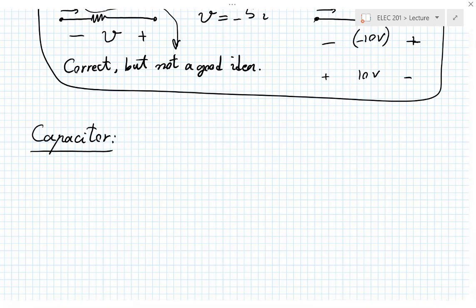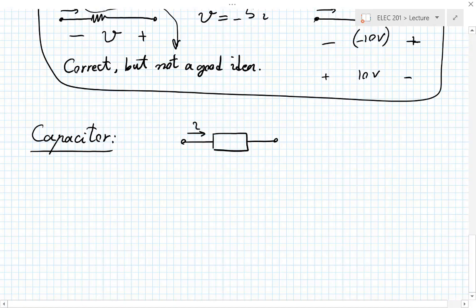Again, it's an element that you can specify like this with a current, and voltage. What's the definition of a capacitor? Well, give me a qualitative definition, sort of a gut feeling. What does a capacitor do? Stores charge. Very good, right?